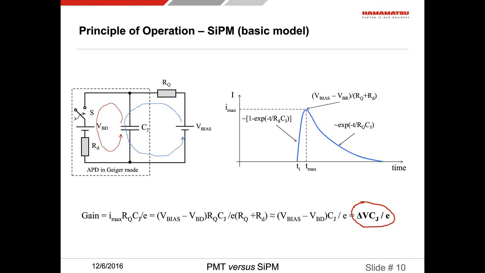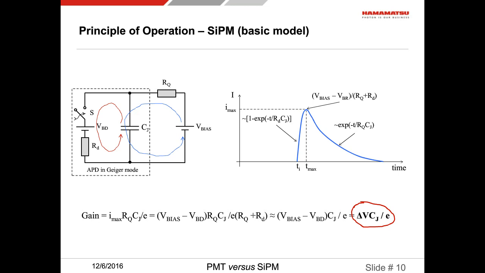I should have mentioned that the value of the quenching resistor is typically on the order of hundreds of kiloohms, much, much larger than the value of RD. Thus, when the avalanche is triggered, the switch S closes and the capacitor begins to discharge. It has two paths to discharge, but it's going to choose this path because this is the path of lower resistance, and of course VBD is less than V bias. The discharge current, which is shown in red, is not accessible to us.